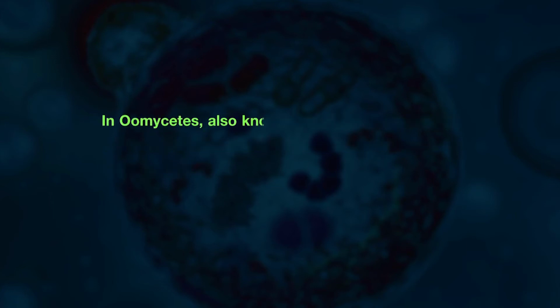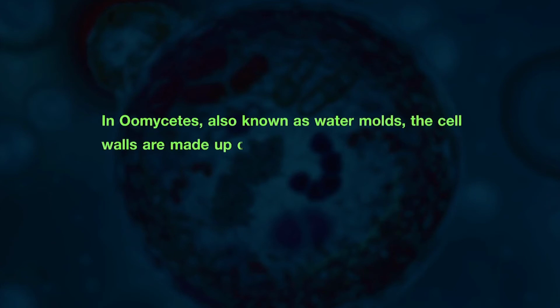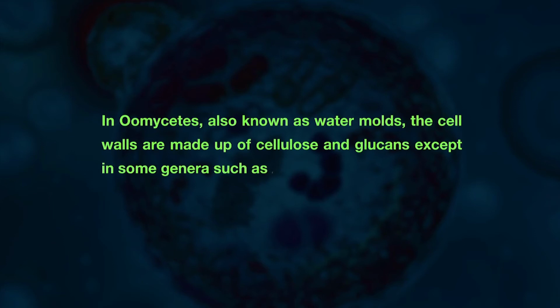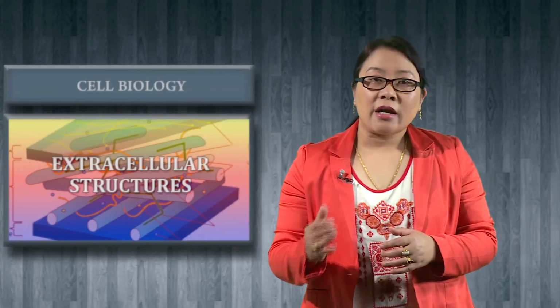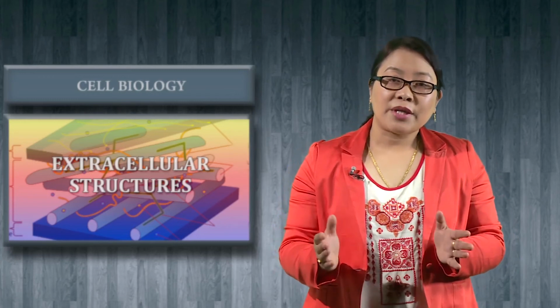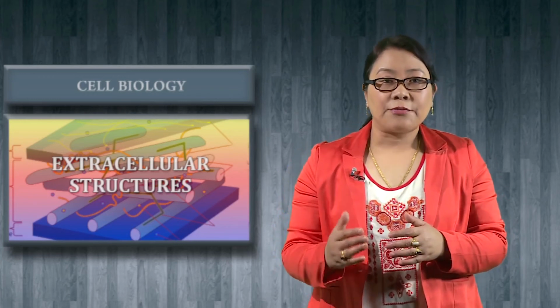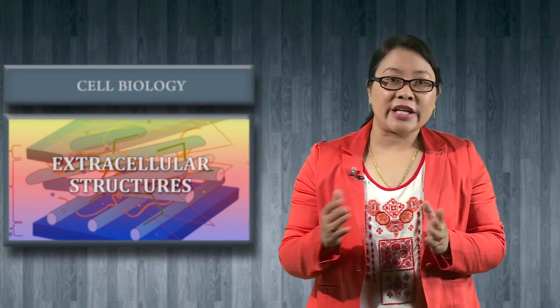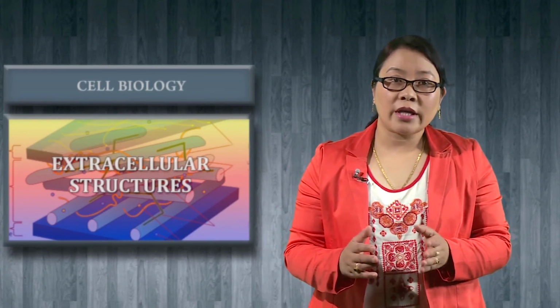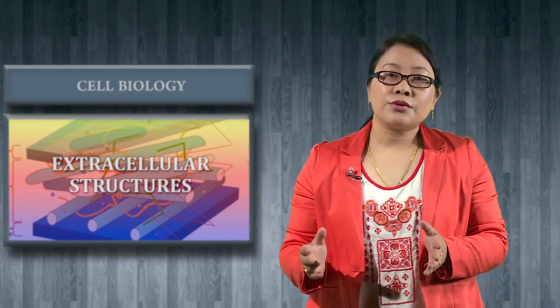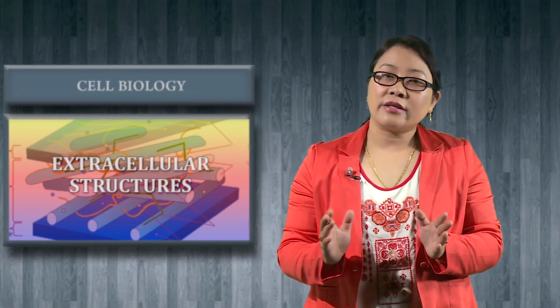In Oomycetes, also known as water molds, the cell walls are made up of cellulose and glucans, except in some genera such as Achlya and Saprolegnia. Therefore, although they are saprotrophic plant pathogens like fungi, they have been reclassified as heterokonts along with related autotrophic brown algae and diatoms due to the absence of chitin in their cell walls.